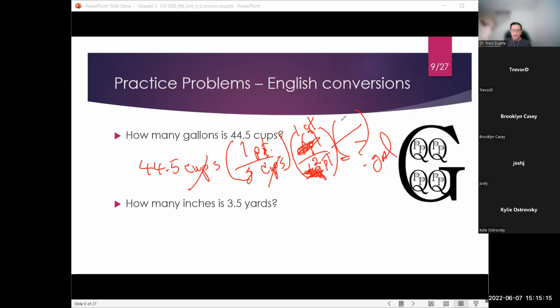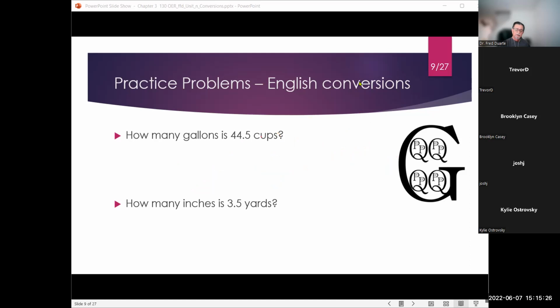We got gallons in the numerator because that's what we need unit-wise, and quarts. So we got 1 gallon, 4 quarts, okay? Let me get rid of my messiness and bring in the one that's not so messy. So here's the first conversion factor. We get rid of cups, and then the second one gets rid of pints, and then finally the last one gets rid of gallons, and you can see the units cancel out, leaving us with 2.78 gallons, okay?